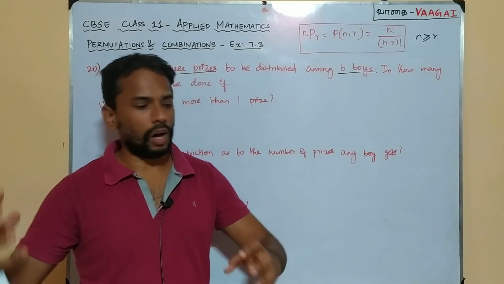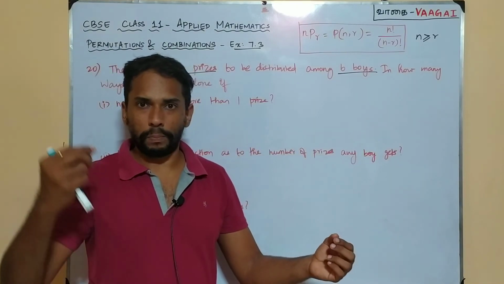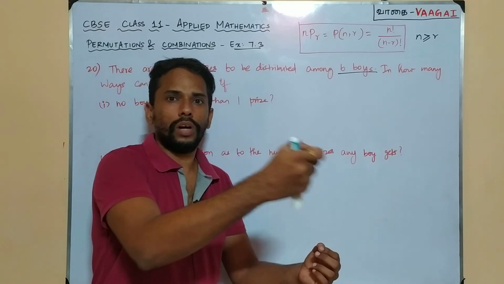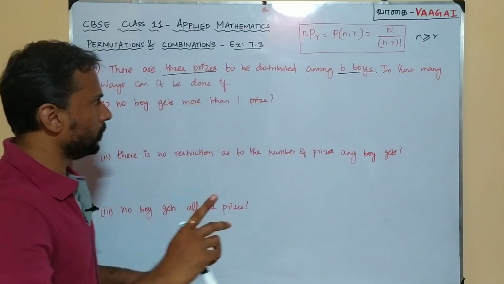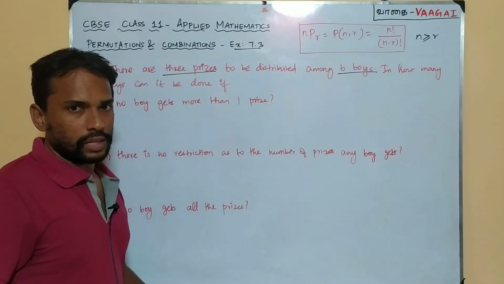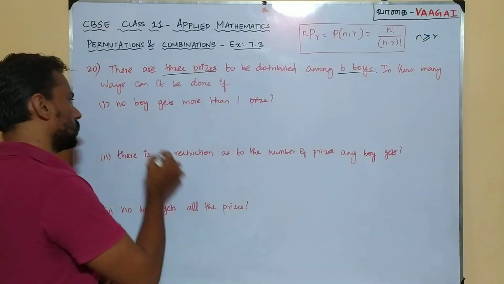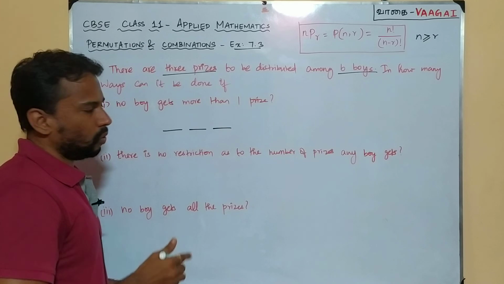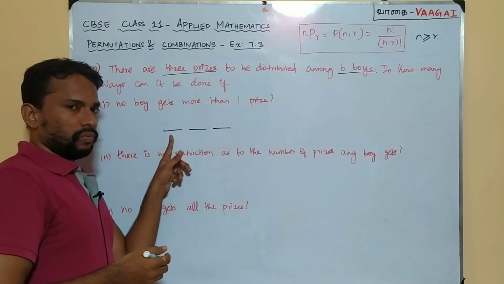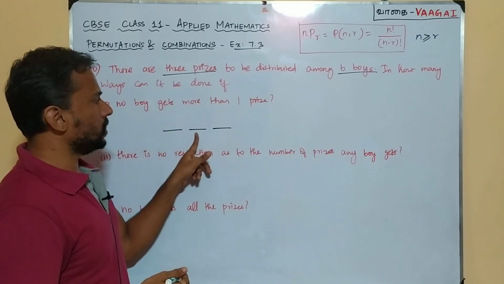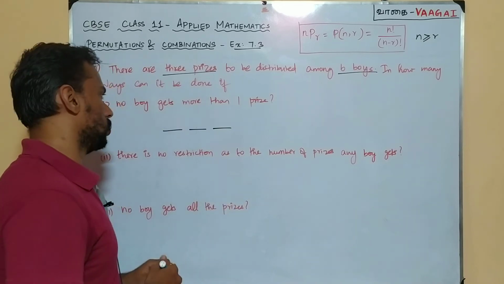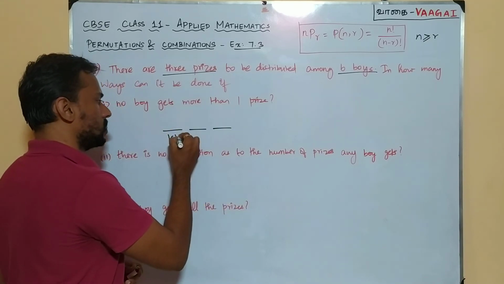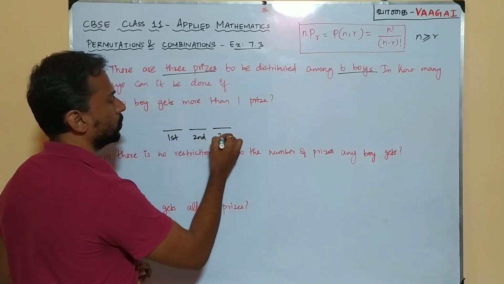The prizes are going to the boys. So the prizes are going to have the slots. How many prizes are there? There are three prizes here, correct? So let us just make three slots here: 1, 2, 3. Now this is for the first prize, this is the second prize, and this is the third prize.